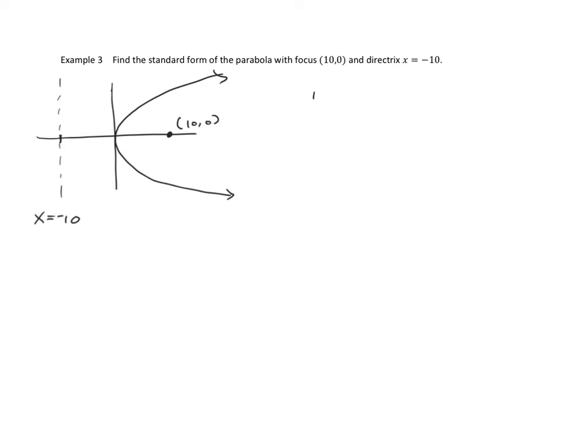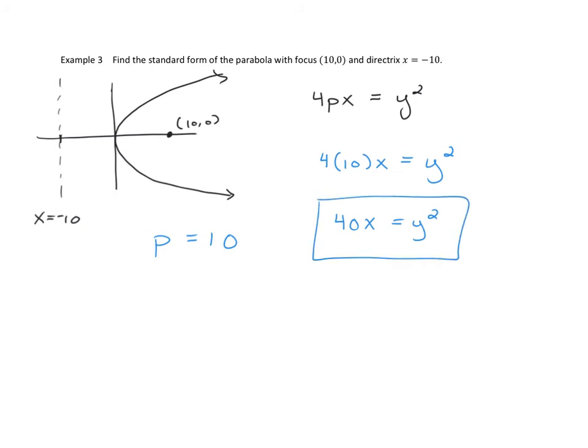Therefore, the equation is something like 4 times p times x is equal to y squared. And I know this is going to be a positive value since it's opening to the right. In fact, the value of p is this number right here. It's equal to 10. So if you know the focus, you almost immediately know what the value for p is. If I plug this into the equation, 4 times 10 times x is equal to y squared, I'll simply write this as 40x is equal to y squared. And this is the equation that we are looking for.